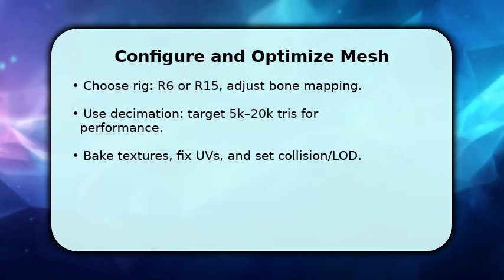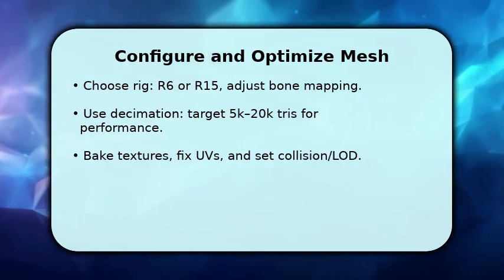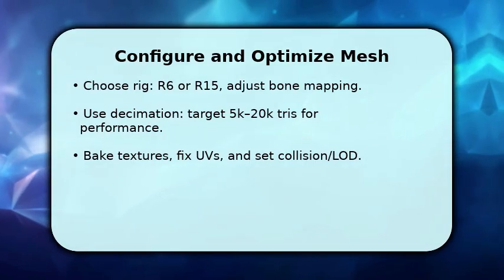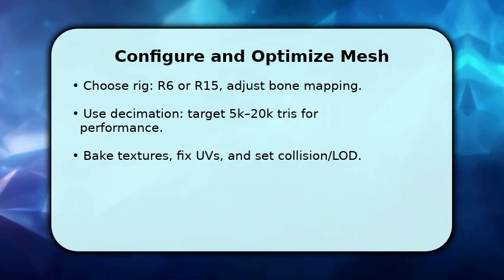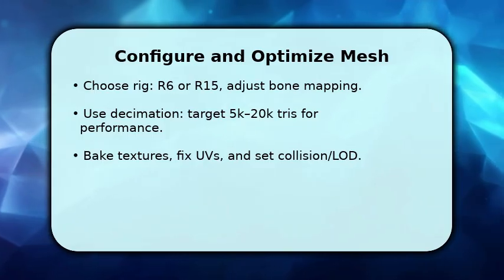Once the model is imported, configure rigging and optimization. Select R6 or R15 depending on animation needs and map bones so Meshy AI transfers movement correctly. This avoids later joint errors.